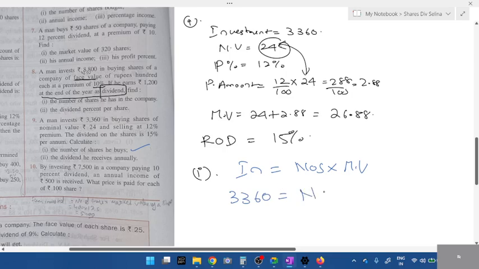3360. Look at the screen, all of you. Stop writing. Investment, you all write it in full words, students. So investment is equal to number of shares as it is. What is market value? Okay, but decimal calculation is tough. I'll write 2688 divided by 100. Now calculate number of shares.